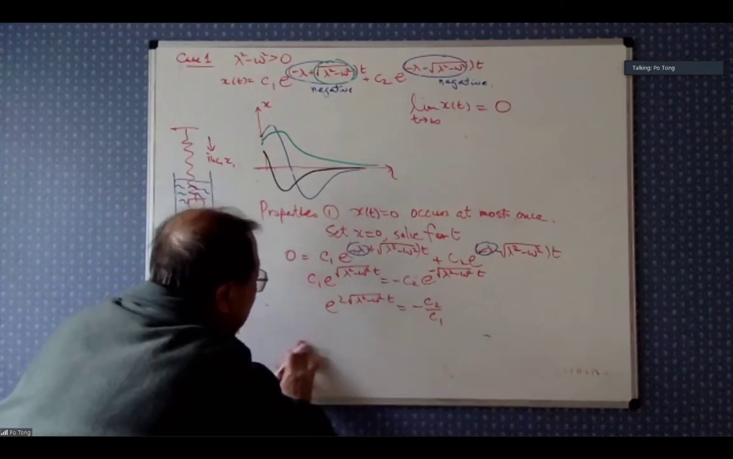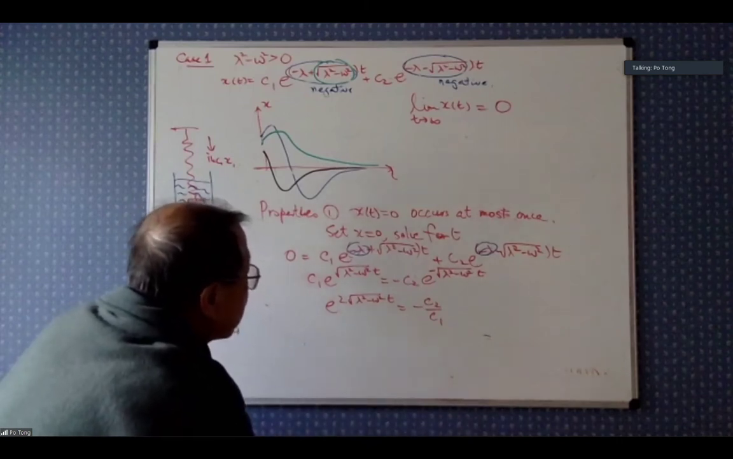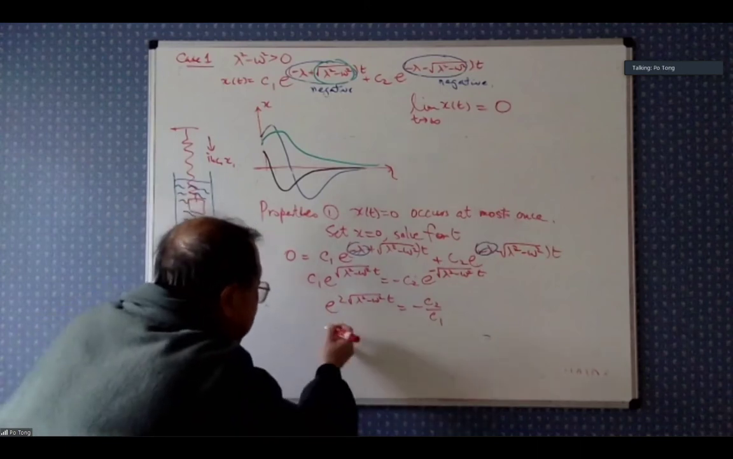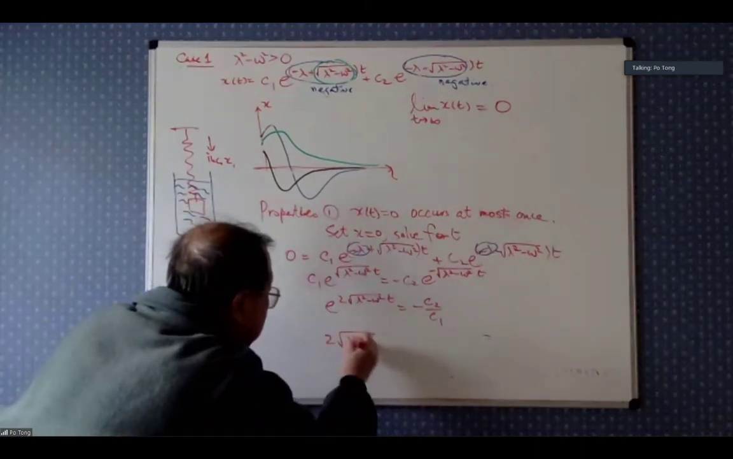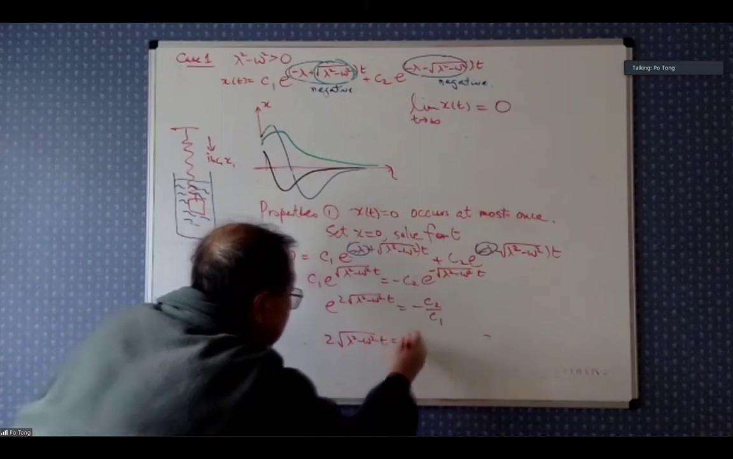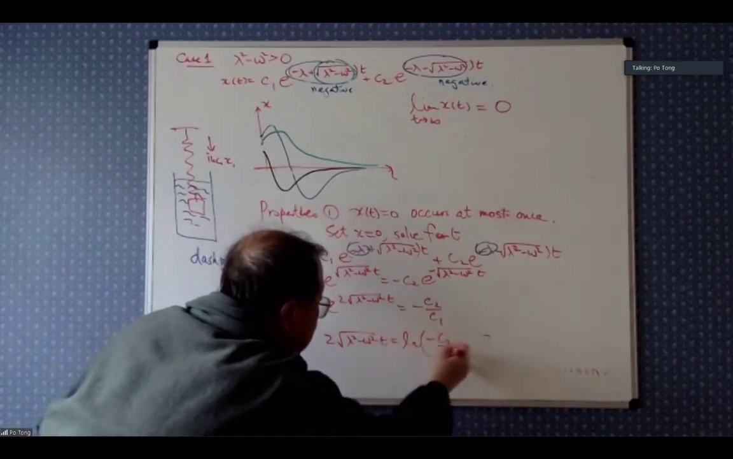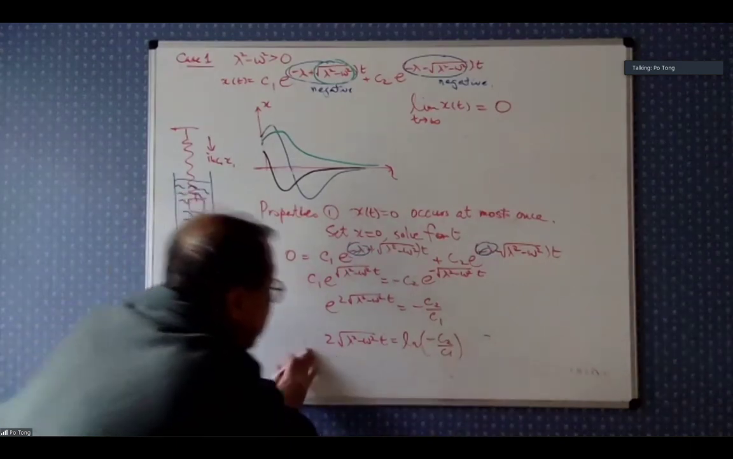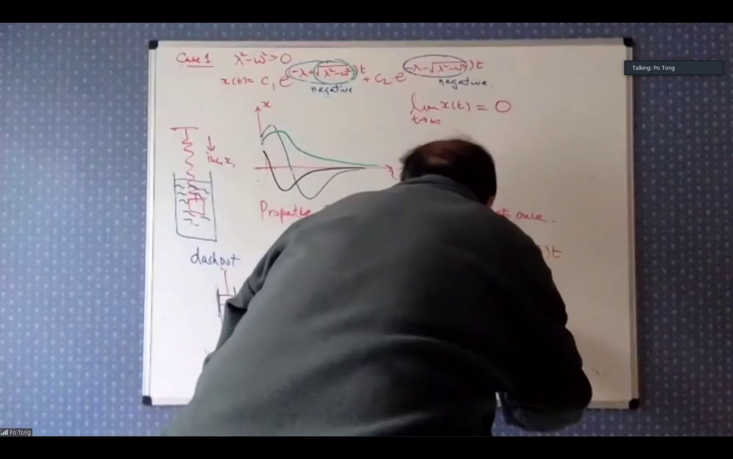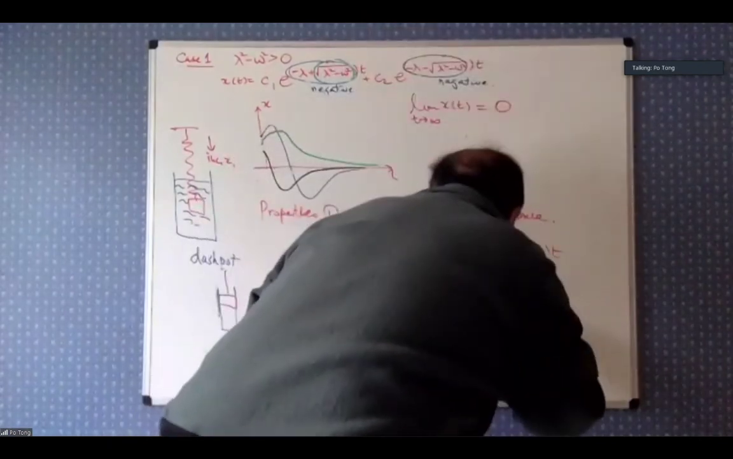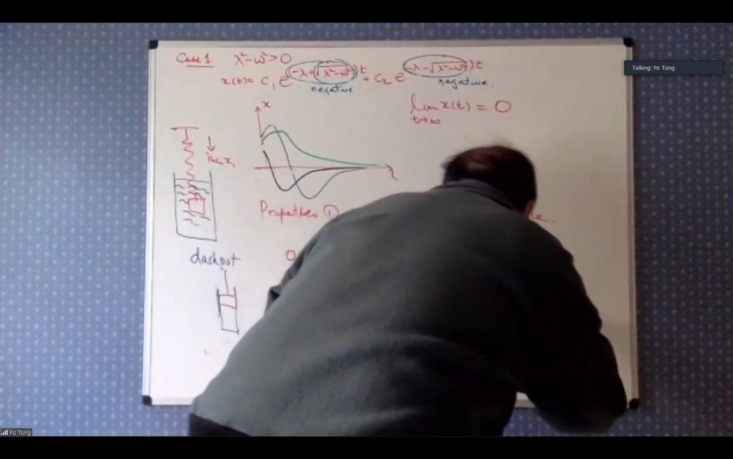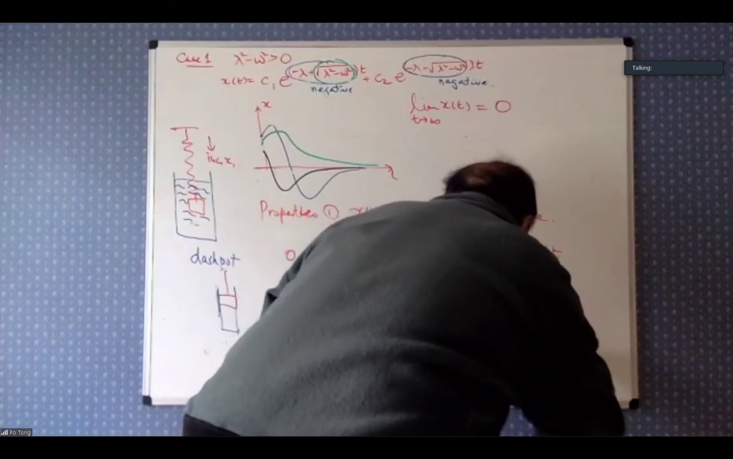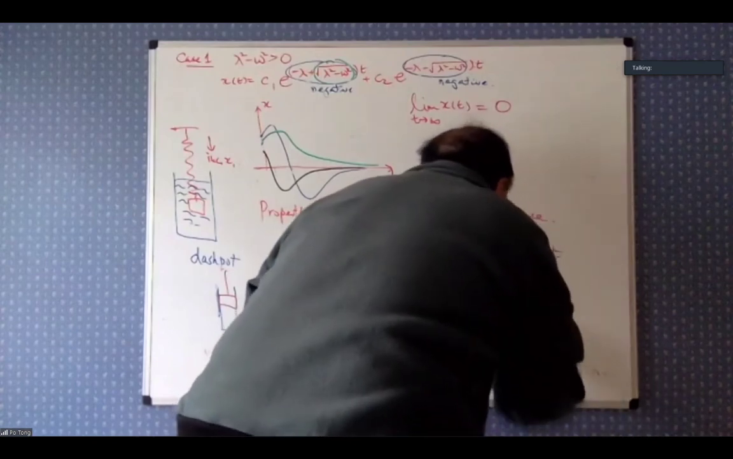How do I isolate t, guys? Take the natural log of both sides. Ln both sides. So t equal to ln of negative c2 over c1, divided by 2.